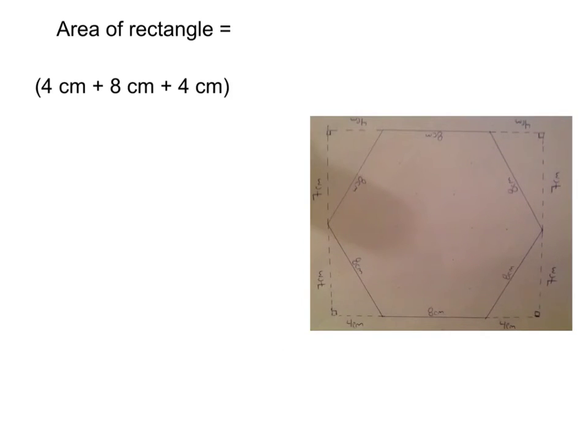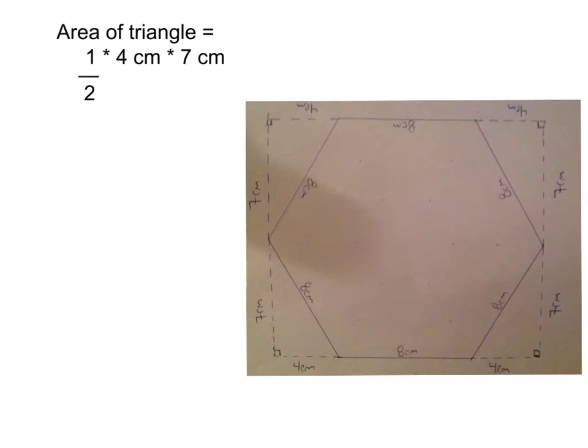We'll evaluate 4 centimeters plus 8 centimeters plus 4 centimeters, and that gives us 16 centimeters. We're going to multiply 16 centimeters by our height, and our height is just 14 centimeters. We just added 7 centimeters plus 7 centimeters to get 14 centimeters. And 16 centimeters times 14 centimeters gives us 224 centimeters squared, and that's the area of the rectangle.